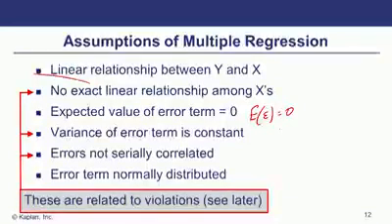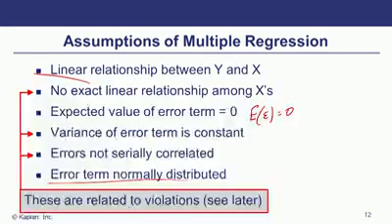Error terms are not serially correlated. Of course, if we violate that, we'll get serial correlation, autocorrelation, i.e. a situation where the value of the error term today drives the value of the error term in the next period. And finally, error terms are normally distributed and well behaved.